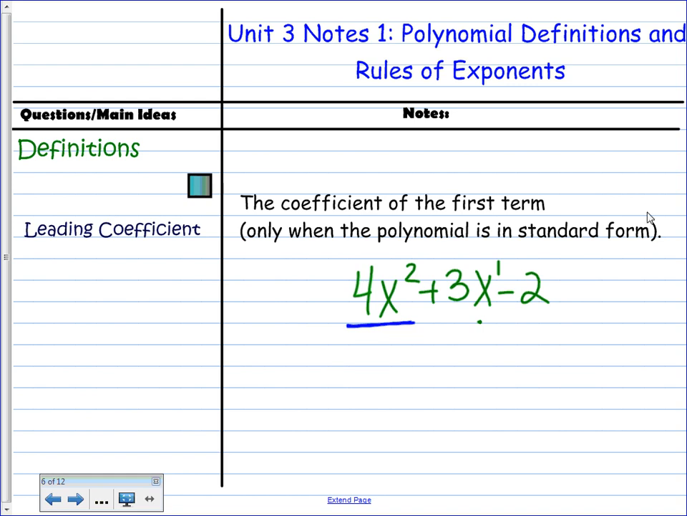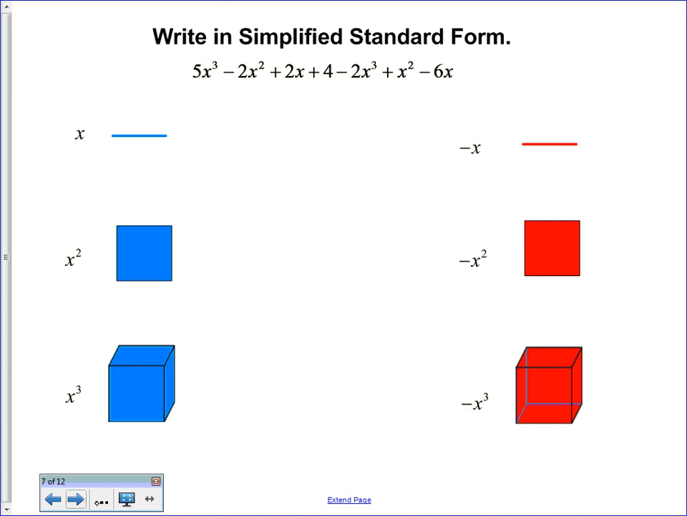So if I were to ask for the leading coefficient, I would say that the leading coefficient is 4. Remember, you can only take the first term when it is in standard form. I just want to take a look at this, so you can put your pencil down, relax, and listen to this, because this is relatively important for what we're going to be doing next.